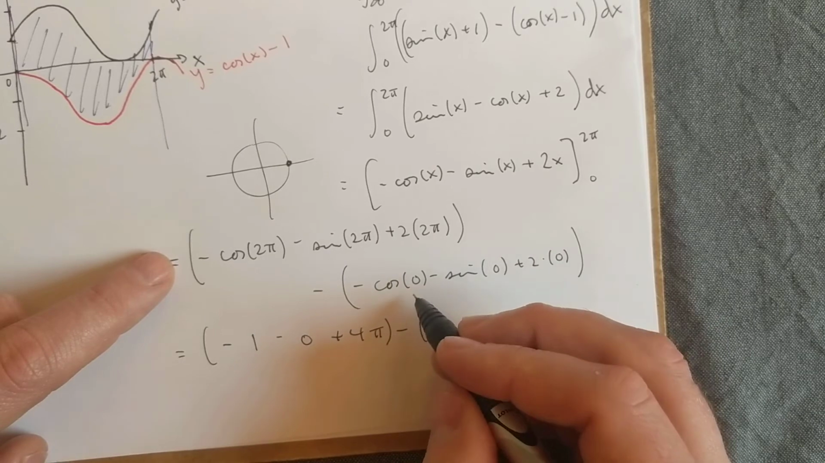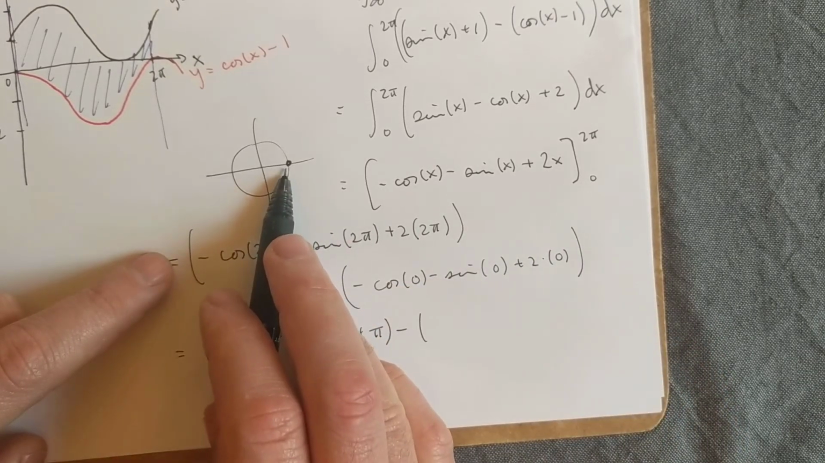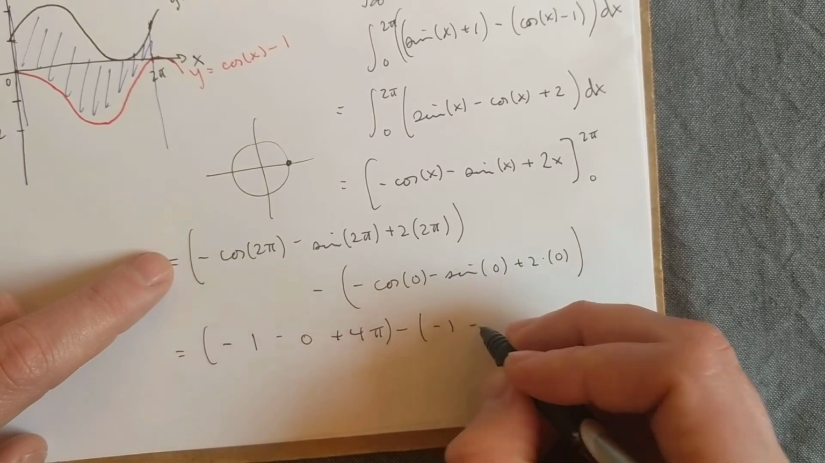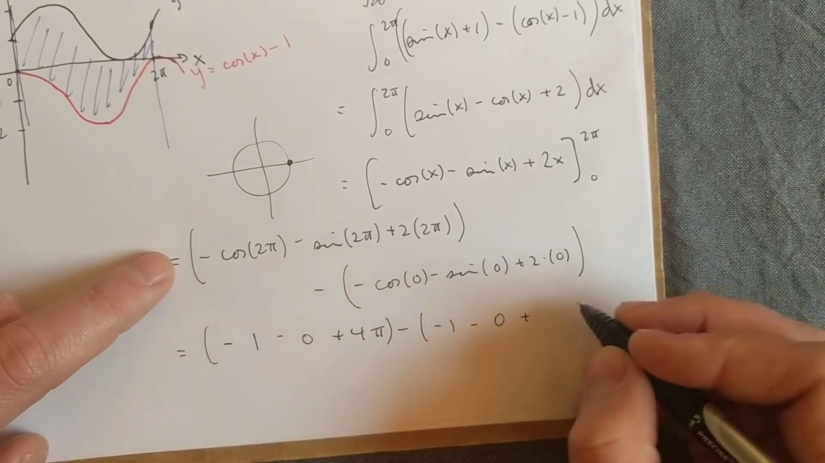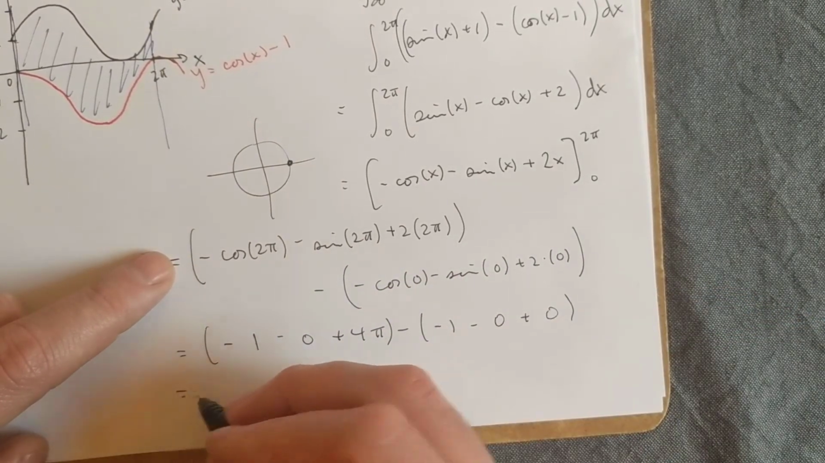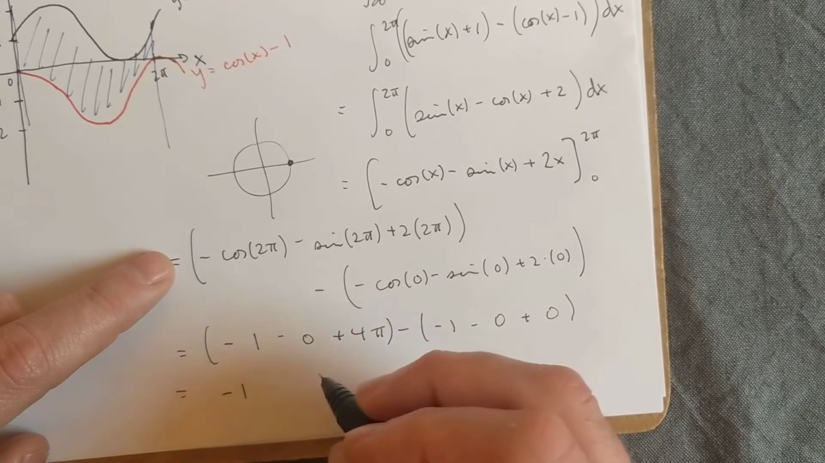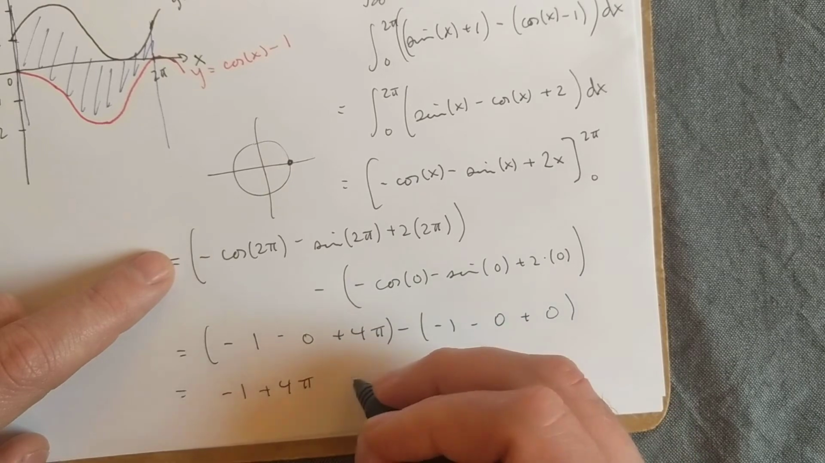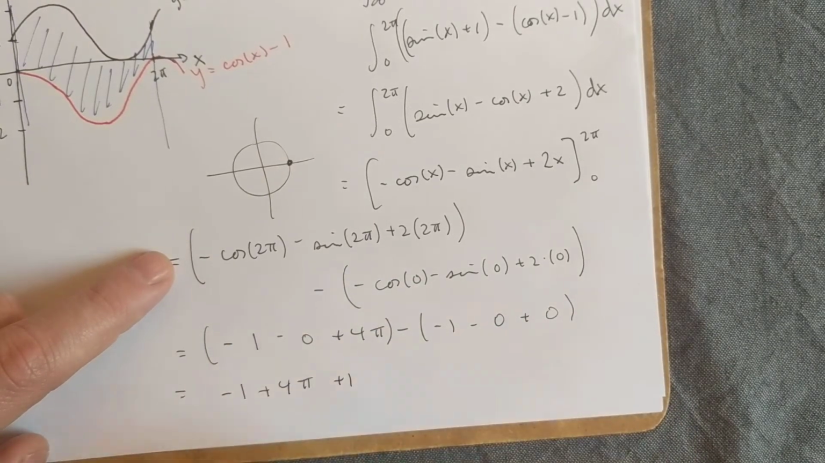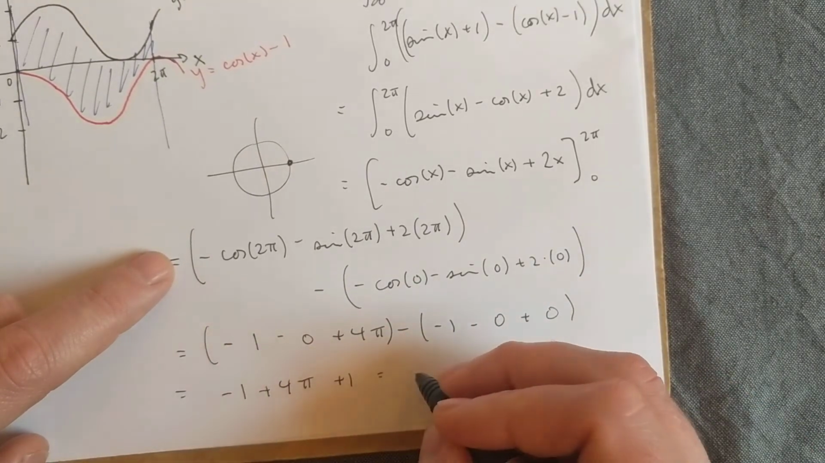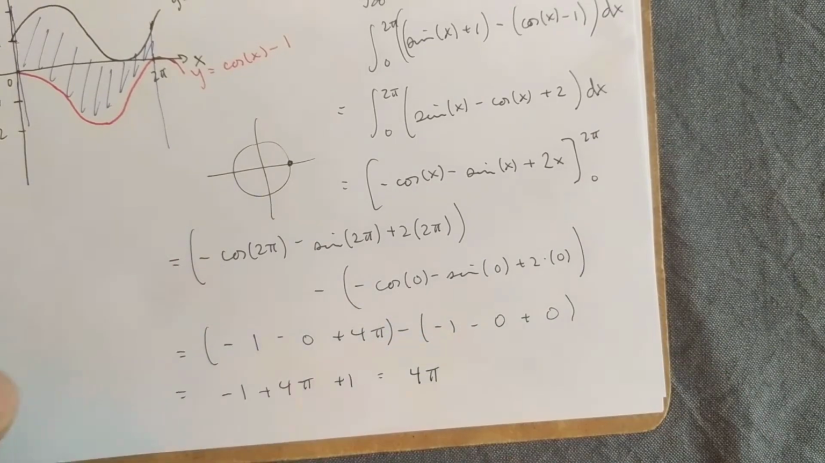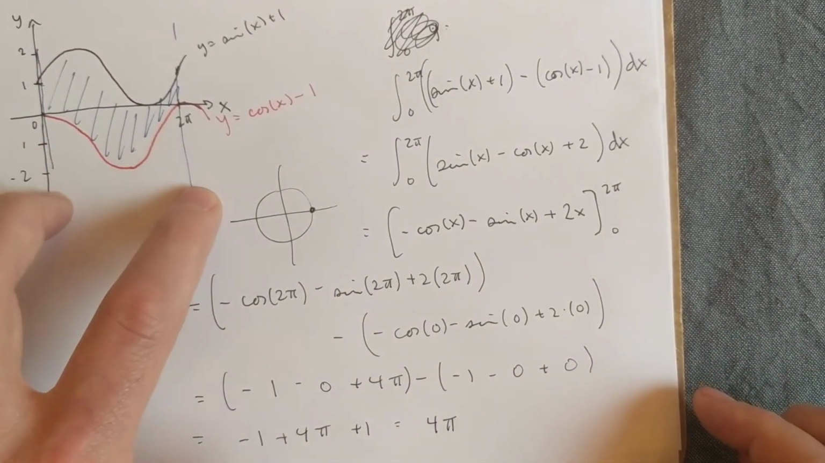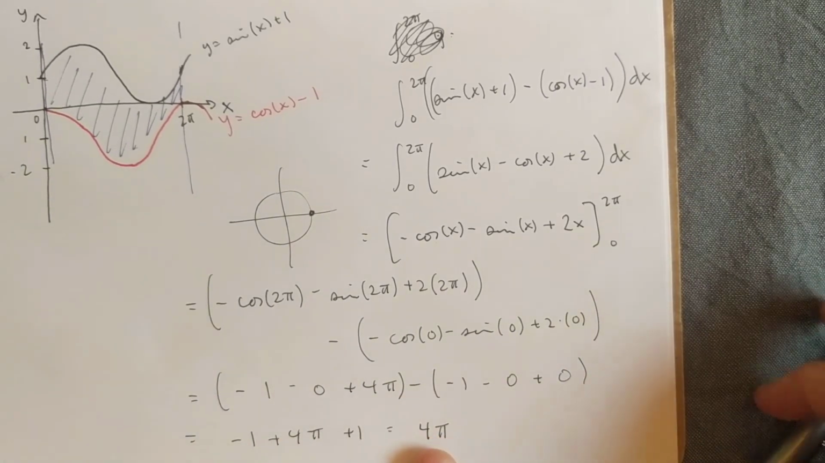And then we're going to subtract off cosine of 0. 0 and 2 pi are at the same place, so these cosines and sines will be exactly the same. So minus 1 minus 0, and then 2 times 0 is 0. And so what happens is we have minus 1 plus 4 pi. The zeros are gone, and then we have a plus 1 here, and those zeros are gone. And so really, in the end, all we have is 4 pi. And so what we found is that the area between these two curves on the interval from 0 to 2 pi is 4 pi.